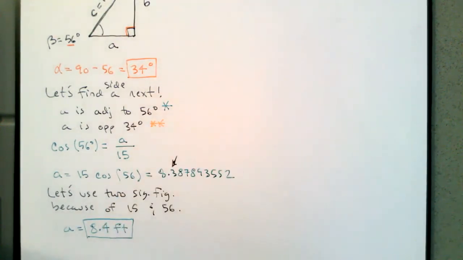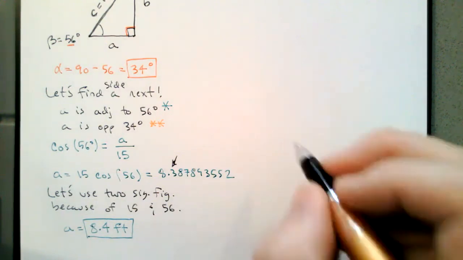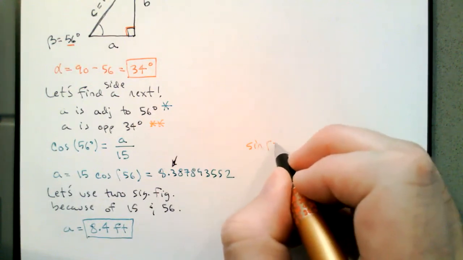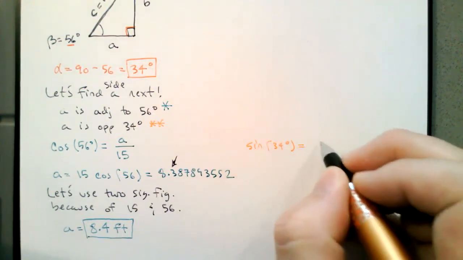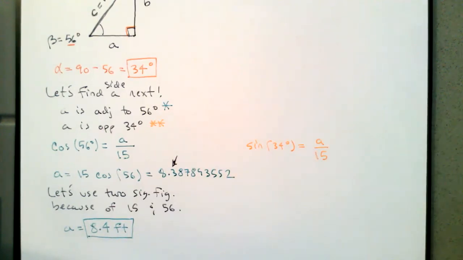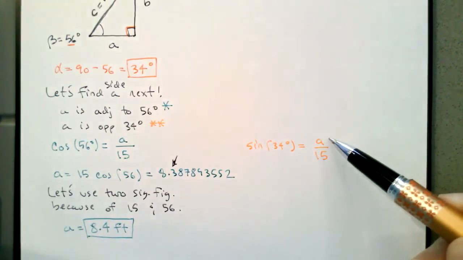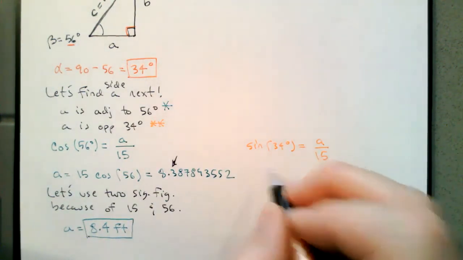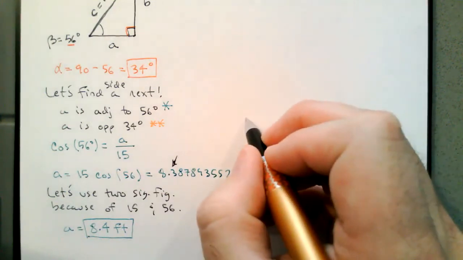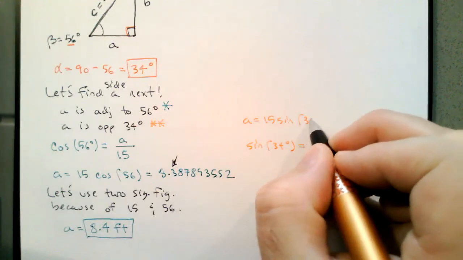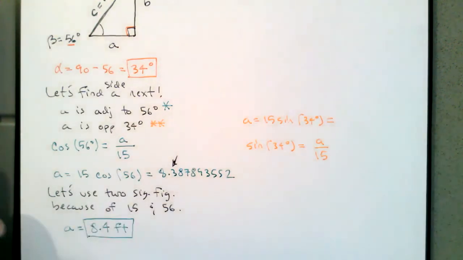The 34 is just as rounded as the 56. There's no rounding error here. So maybe we'll be rebellious and say that the sine of 34 degrees is A over 15. But now we're reading A as opposite because we're using sine. So we solve the same way. A is 15 times the sine of 34 degrees, and we'll get the same thing.